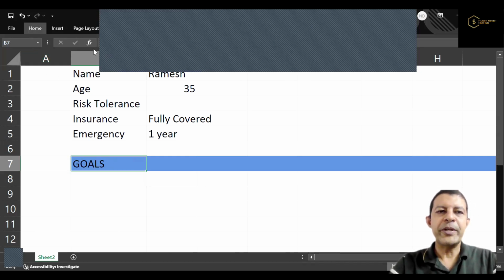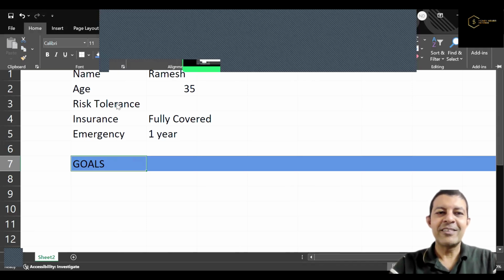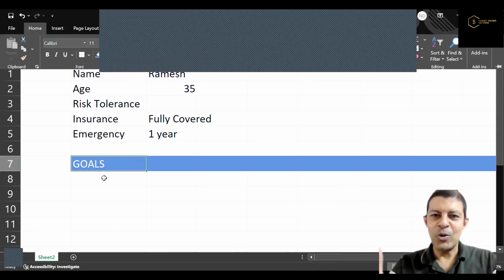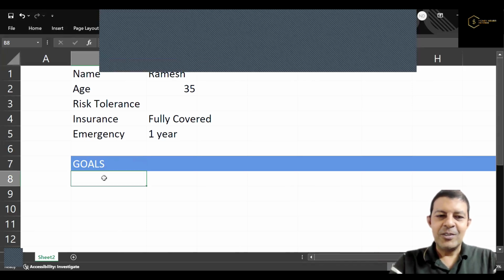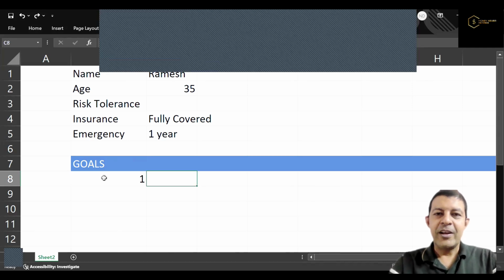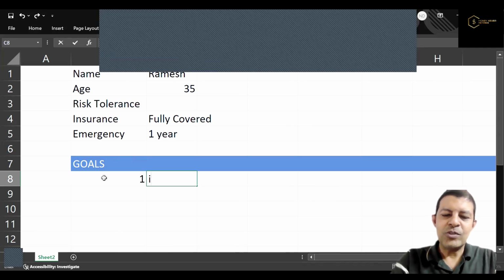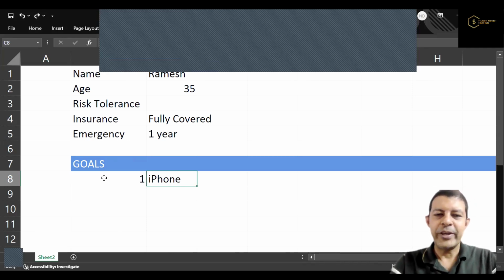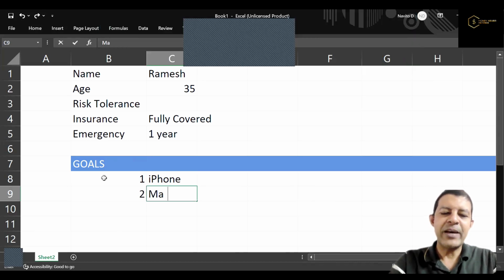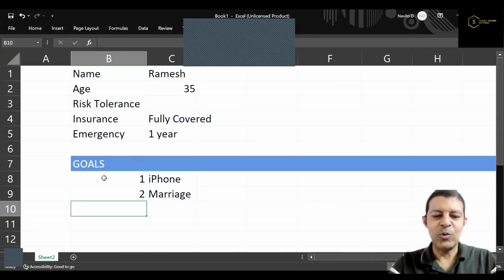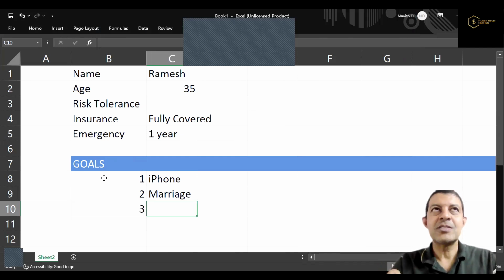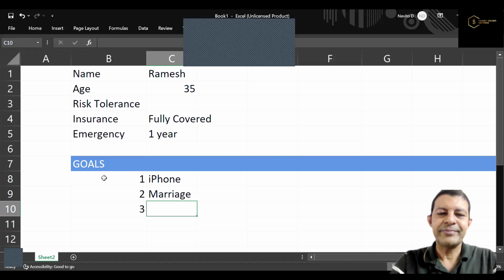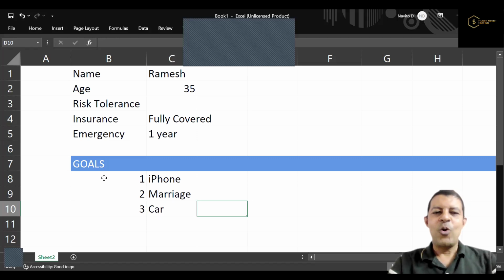And goals, you're going to keep it in white color, so it's visibly noticeable. So the first goal, Ramesh wants to buy an iPhone. The second goal, Ramesh wants to plan his marriage. The third goal, Ramesh wants a car. These are his financial goals.